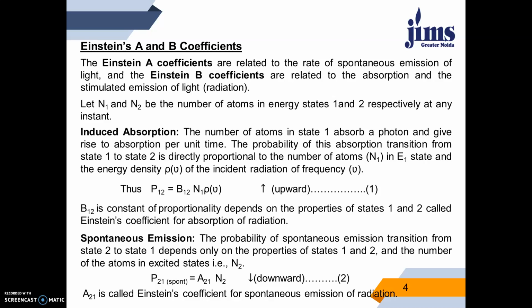So what are the Einstein's A and B coefficients? It has been shown here. The Einstein A coefficients are related to the rate of spontaneous emission of light, that is the second transition which we have discussed in the last lecture, and the Einstein B coefficients are related to the absorption and stimulated emission of light or radiation, that is first and third transition, which we have discussed in the last lecture.